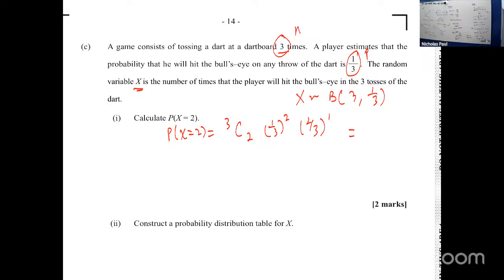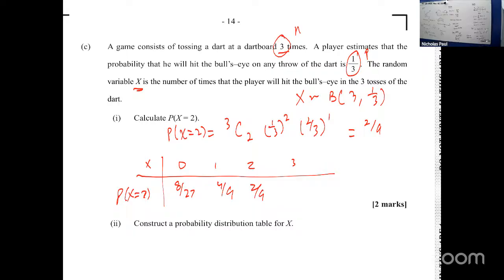219, right? Now they want us to construct a table. The options are you're not hitting, you hit once, you hit twice, you hit 3 times. We just worked out for 2, that's 2 ninths. When you work out 0, what did you get? 8 on 27. Once is what? 4 ninths. And then you subtract to get the last one, 1 on 27. So you work out the first 3 and subtract to get the last one, right?